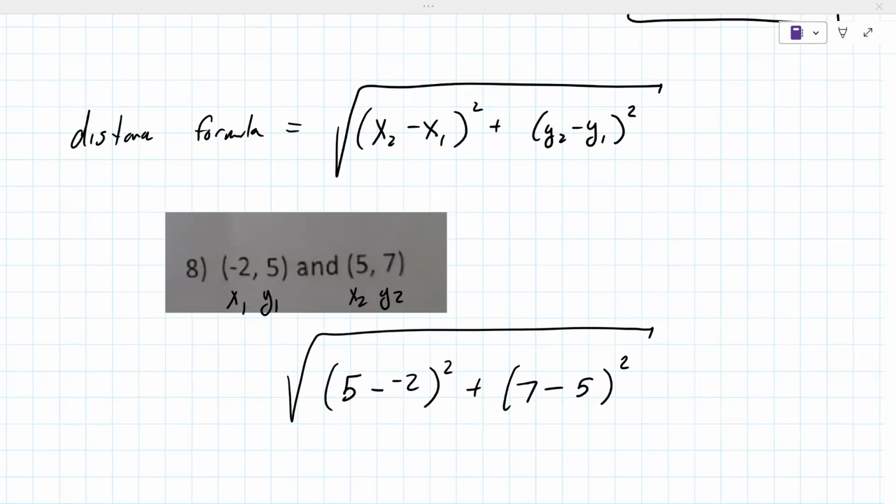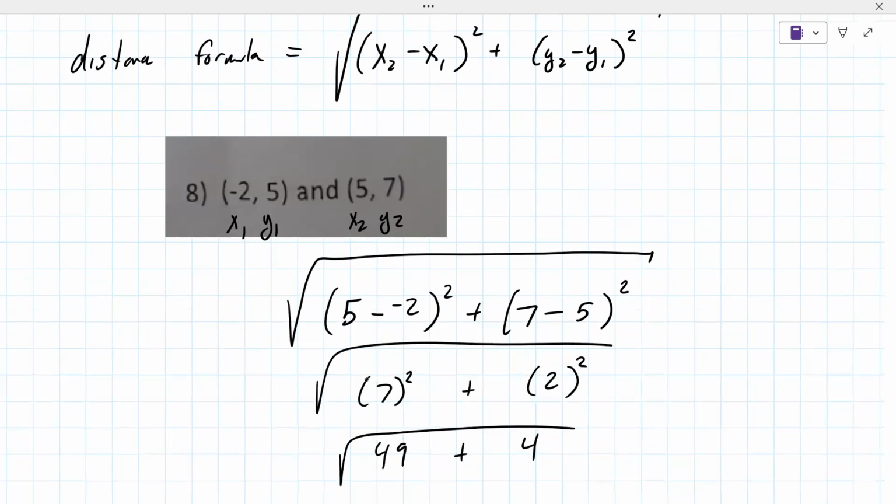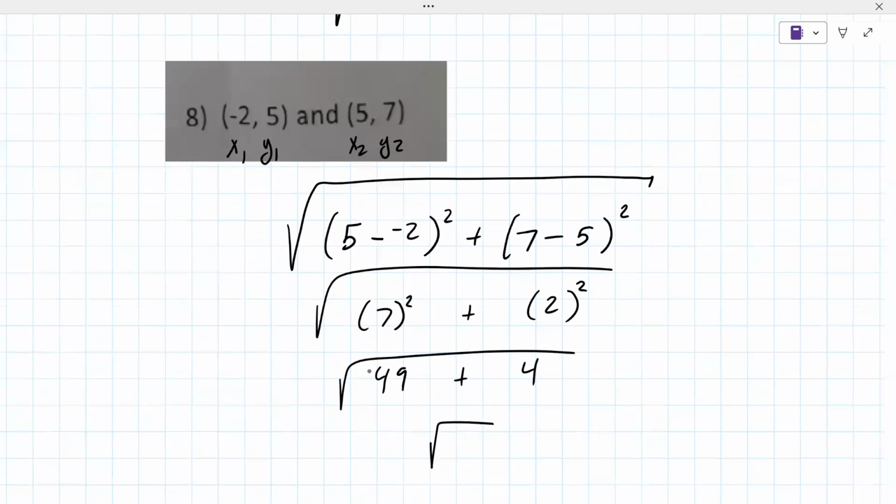Any questions on where those numbers go in this formula? No. Okay. Double negative becomes positive. That's really 7 squared. It's always positives when you're squaring. 7 minus 5 is 2. 2 squared is 4. This becomes the square root of 53. Get that down in your notes.